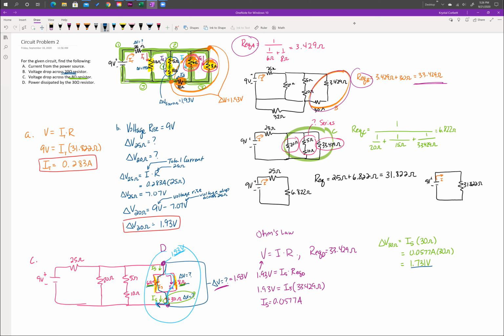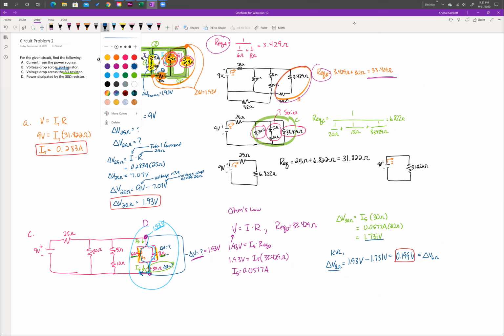That makes sense because they're in parallel, and according to Kirchhoff's voltage law, they would have to be the same value. So I can use KVL to determine the voltage drop across the 8 ohm resistor is equal to the rise, which is 1.93 volts. That's the total voltage drop that it has in that segment of the circuit, minus the drop across the 30 ohm resistor, which is 1.731 volts. And I get a value of 0.199 volts. So my voltage drop across the 8 ohm resistor is 0.199 volts. For notation's sake, I can also say that that's the voltage drop across the 6 ohm resistor.